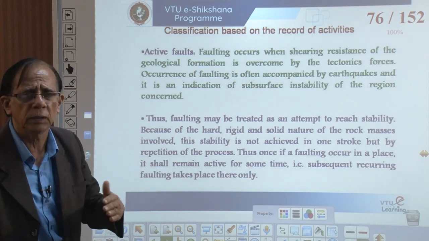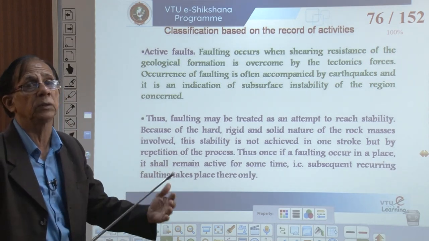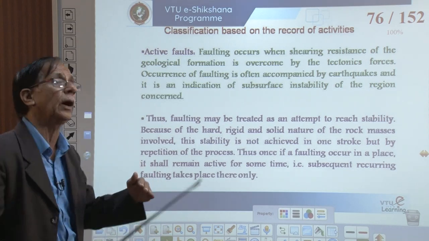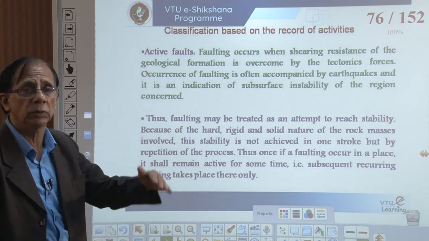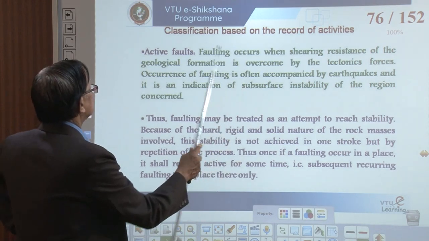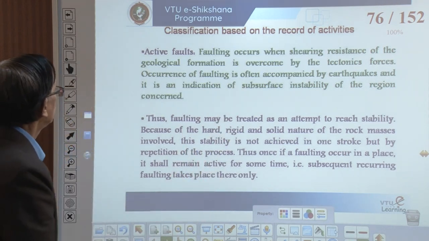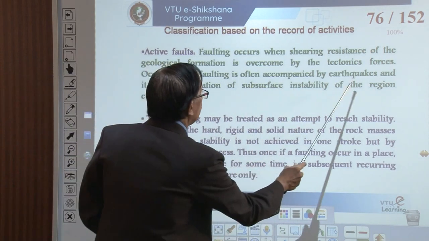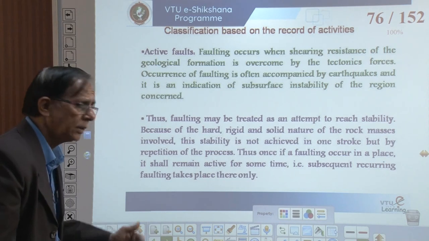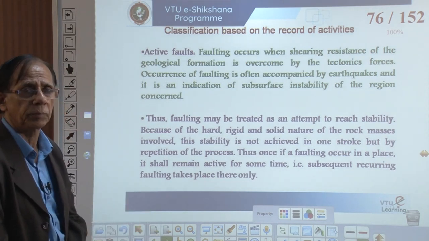If it is within the limits of their resistant force, then nothing happens. But if tectonic forces are so active that they overcome the shear resistance offered by the rocks, then faulting occurs. So the occurrence of faulting is often accompanied by an earthquake. This is an indication of instability.